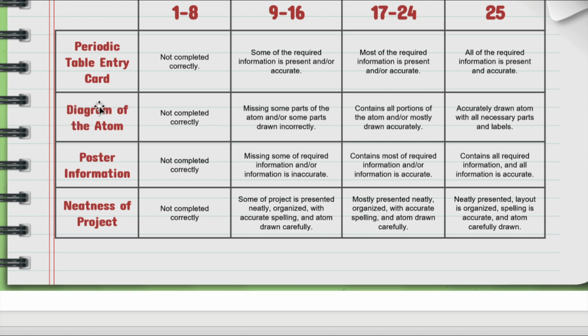You're going to get points for diagramming the atom, drawing it and doing it accurately, and adding the labels like the P and the plus sign for protons, the N for neutrons, and the E and the minus sign for electrons. You'll get 25 points for the information on the poster. So making sure that it has those facts, which I'm going to show you in a minute. And then you'll get 25 points for neatness, making sure you've spelled it correctly, laying it out in an organized manner, and making sure it's accurate and that the atom is drawn well.